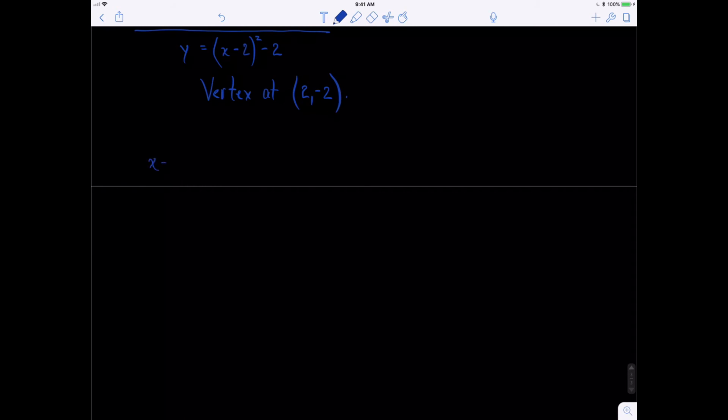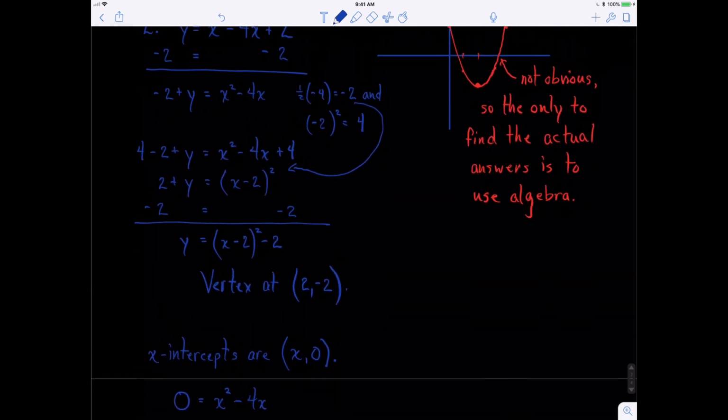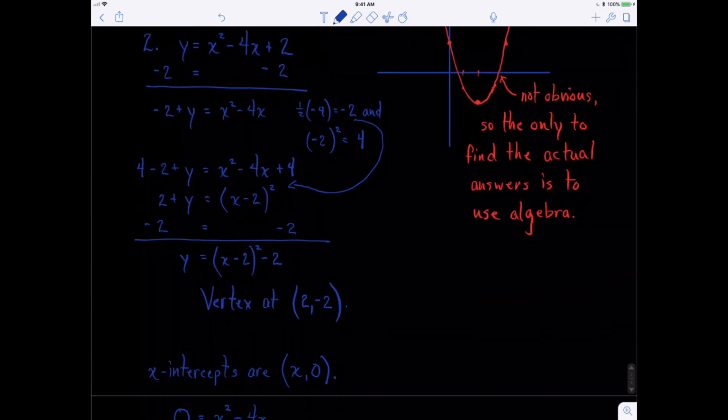So X-intercepts are in general x comma 0. That means we set y to 0, and then we solve the problem. x squared minus 4x plus 2.